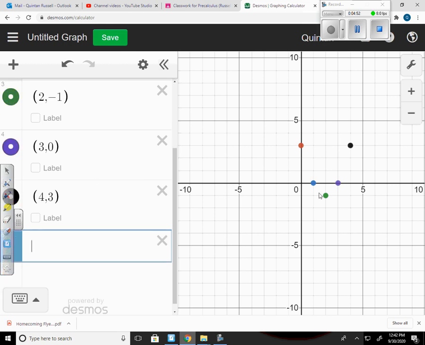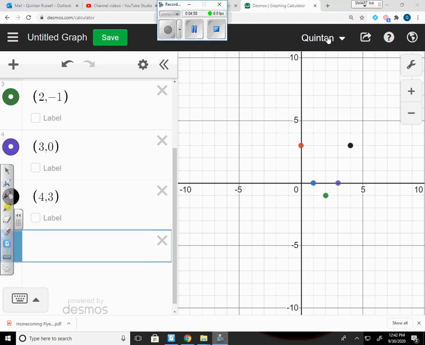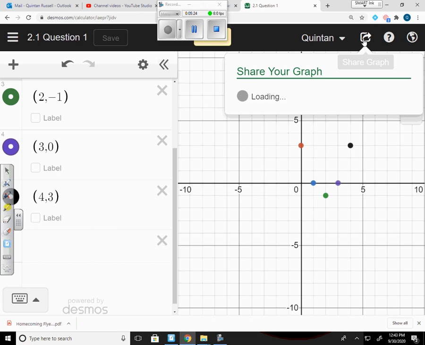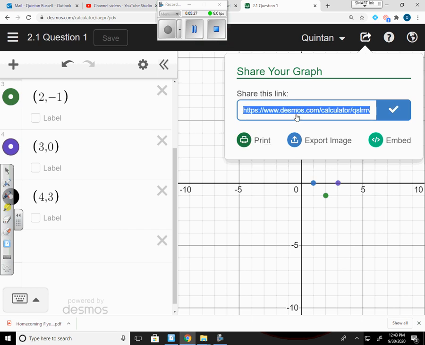So when I look at this, I see my U shape. If this was a homework question, you could sign in like I am. You could save this graph as question 1. Better yet, you could save it as 1.1, 2.1, the name of the section, question 1. Save. Click this button, copy the link, send me the link either in a document or you can just put it in the private comments of your homework.